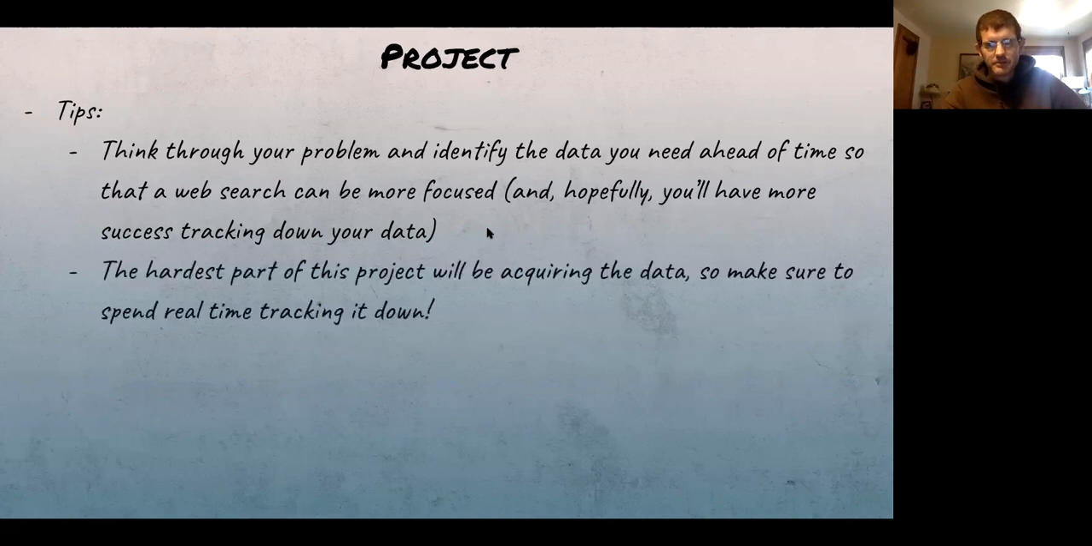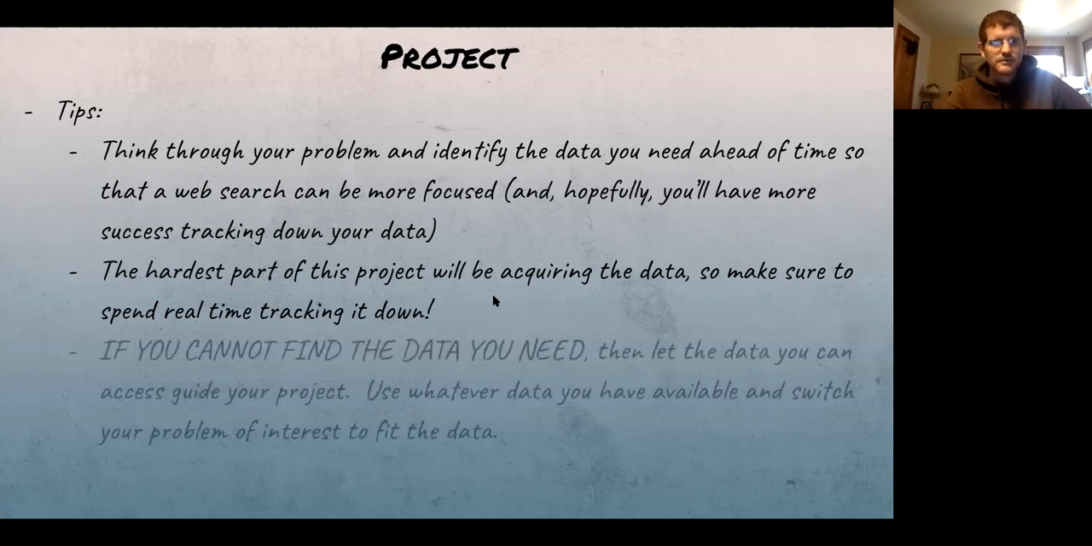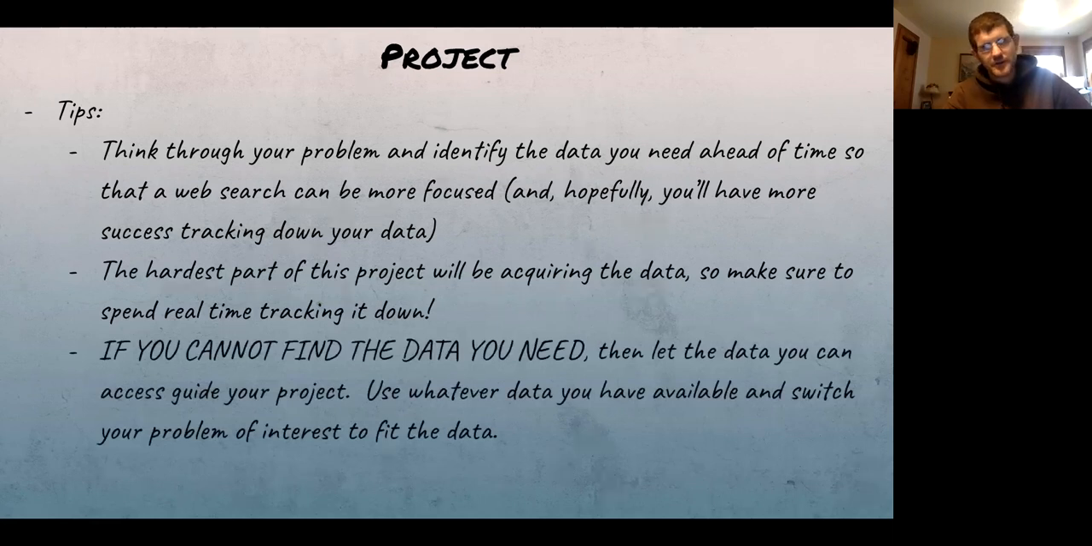This is going to be the hardest part of the project. I'm giving you a week to get this done and turn in the explanation of your project. So you might need to spend 3 of the days trying to find the data for your project. And this is kind of a last resort. I really want you to put in a lot of effort to find the right data that you can. But if you cannot find the data that you need, then look at what data you can obtain and change your project to fit the data.